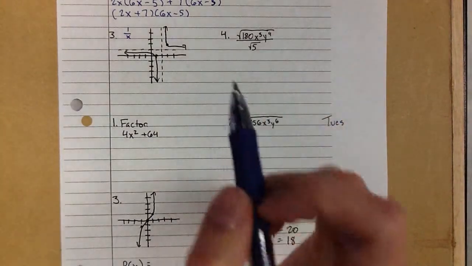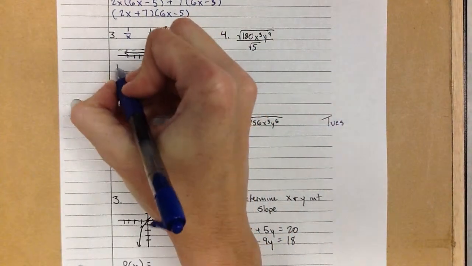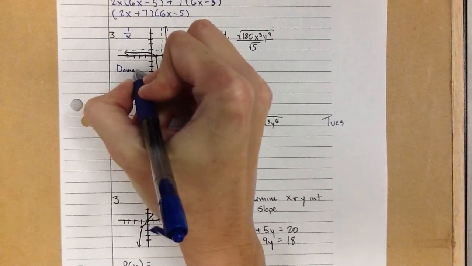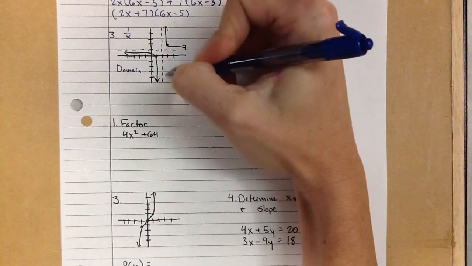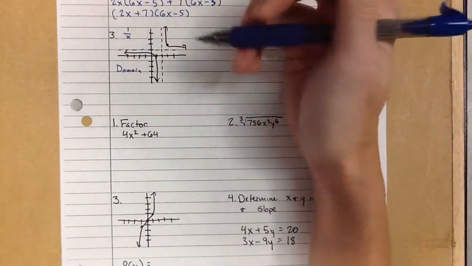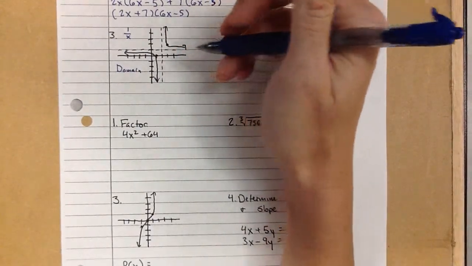Alright, so if we're doing the domain, you see this dotted line? That's an asymptote. Nobody giggled. Most of the time y'all giggle when I say that.